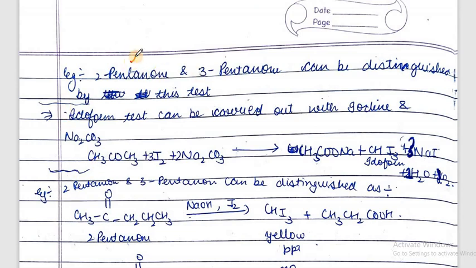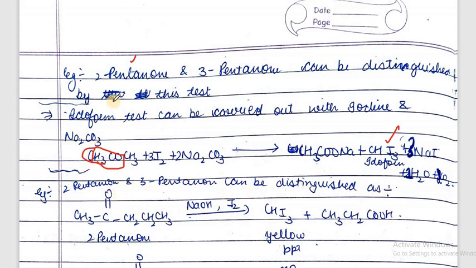So the iodoform test can be carried out with iodine and sodium carbonate. Instead of sodium hydroxide, we can also use sodium carbonate, and again iodoform is formed. If we treat acetone with iodine and sodium carbonate, this iodoform test is given. So it again indicates that this compound has a methyl ketone group.